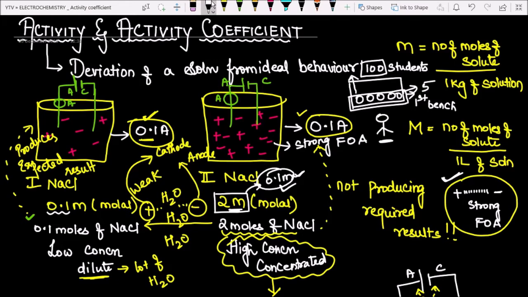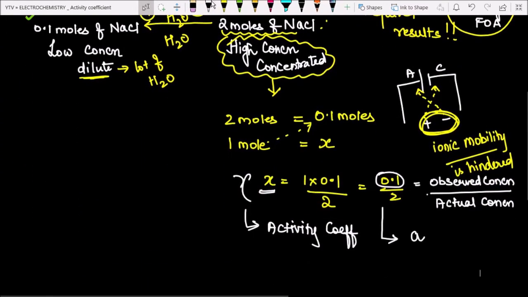It is the same case here. I have a lot of ions, so I expect a lot of current to be produced. But what is happening is that even though I have a lot of ions, some ions are getting involved in attracting themselves, so there is not much activity that they are showing. So the observed activity is less than the actual activity, or the observed concentration is less than the actual concentration. That observed concentration, I'm calling activity.